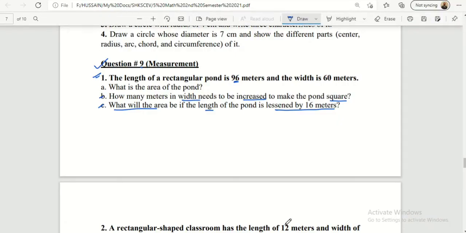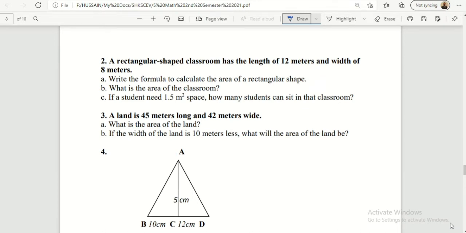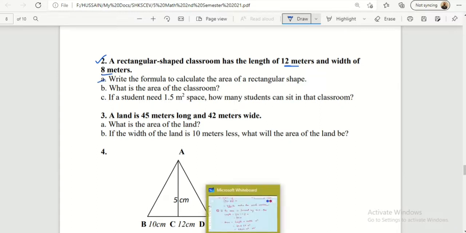Now we move on to our next question, question number 2. A rectangular shaped classroom has length of 12 meters and width of 8 meters. Question number A asks, write the formula to calculate the area of a rectangular shape.